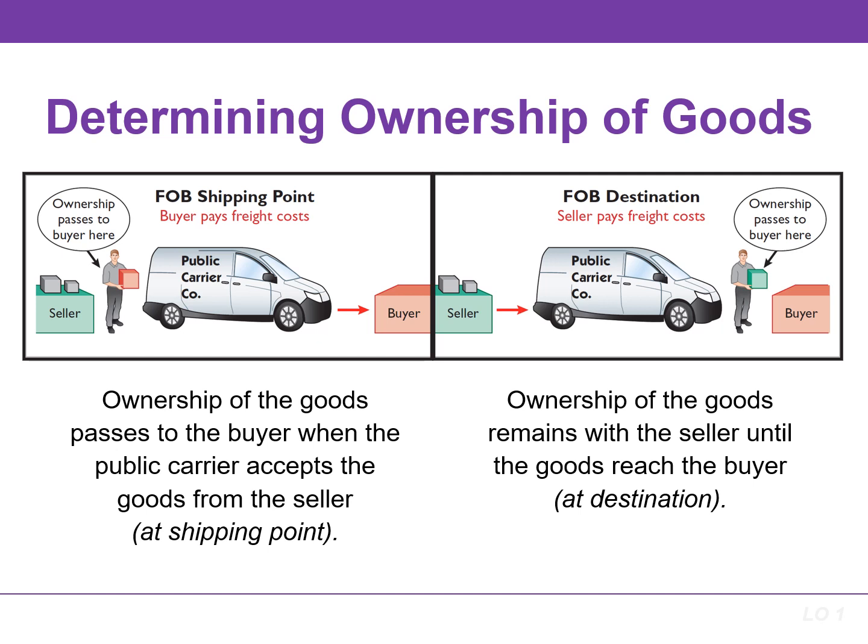We discussed this slide in the previous chapter, and the focus was on who was responsible for payment of the freight cost. In this chapter, we revisit the freight terms to determine who has legal title to the goods. When the terms are FOB shipping point, ownership of the goods passes to the buyer when the public carrier accepts the goods from the seller at shipping point. When the terms are FOB destination, ownership of the goods remains with the seller until the goods reach the buyer or at destination.